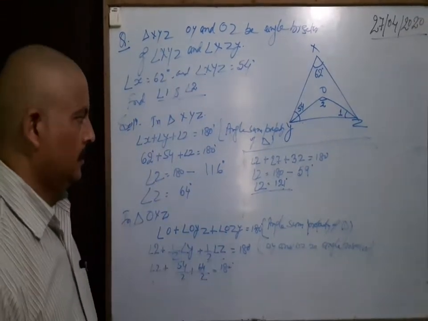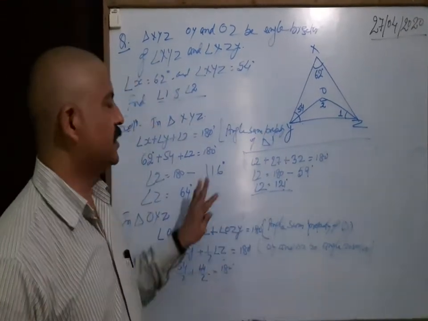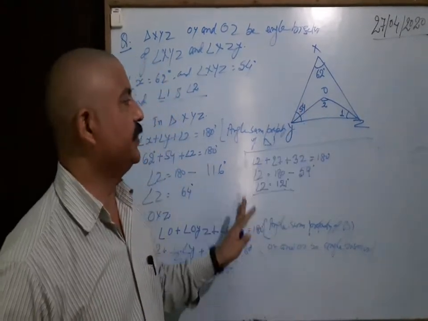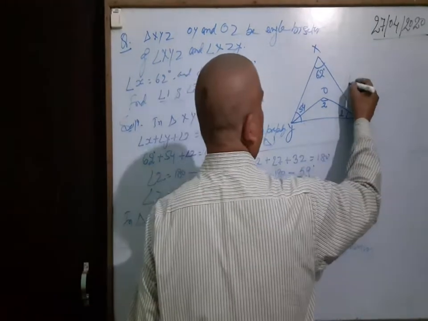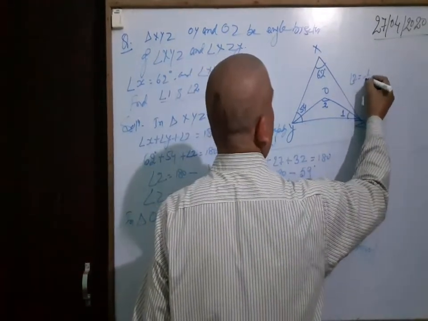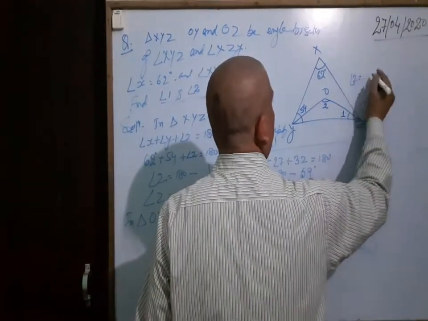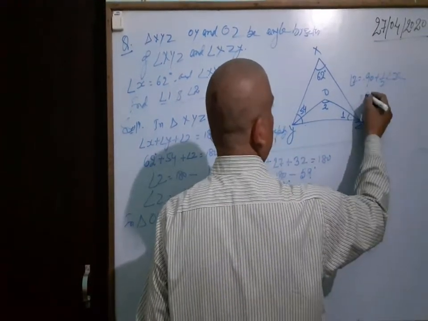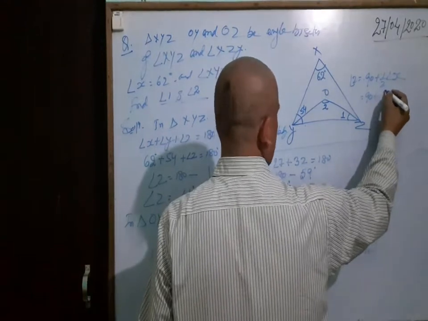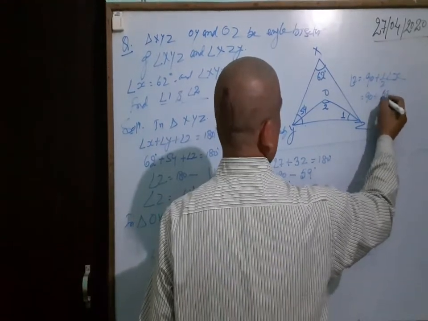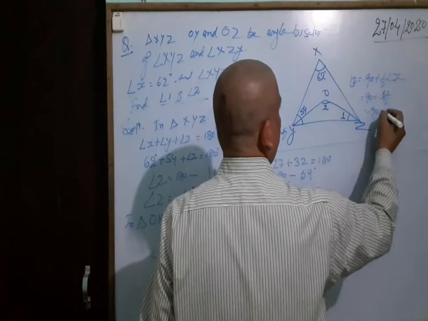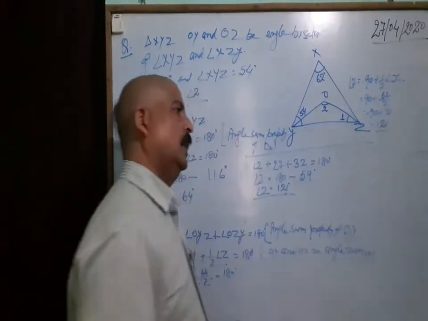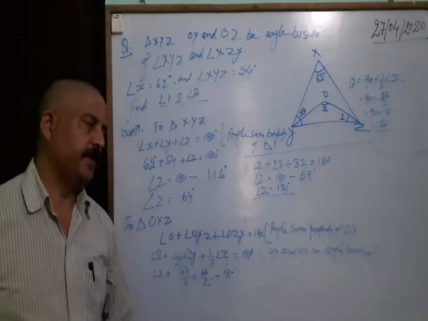For this type of question given in competitive examinations, you can directly use angle 2 is equal to 90 plus 1 by 2 of angle X, which is 90 plus 62 by 2, 90 plus 31, equals 120. But in examinations, we do it with full steps.